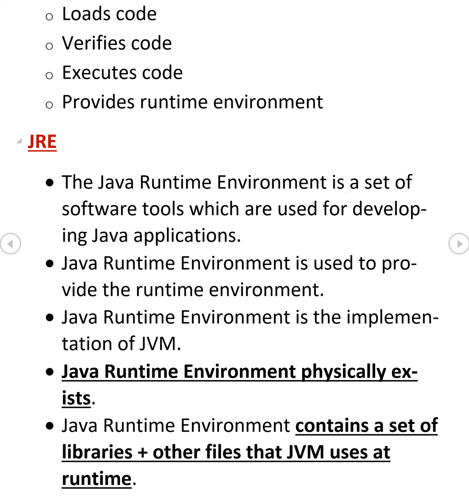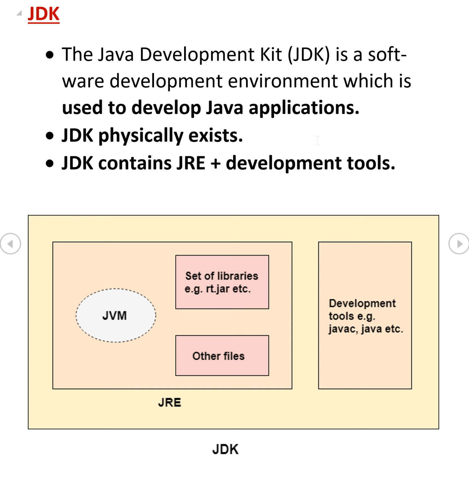Whereas JRE, the Java Runtime Environment, is used to provide the runtime environment, and it is an implementation of the JVM. So JRE physically exists and it contains a set of libraries plus the other things JVM needs at runtime. And we have the JDK for the software development environment, which is used to create or develop applications. It physically exists and it contains the JRE and development tools.